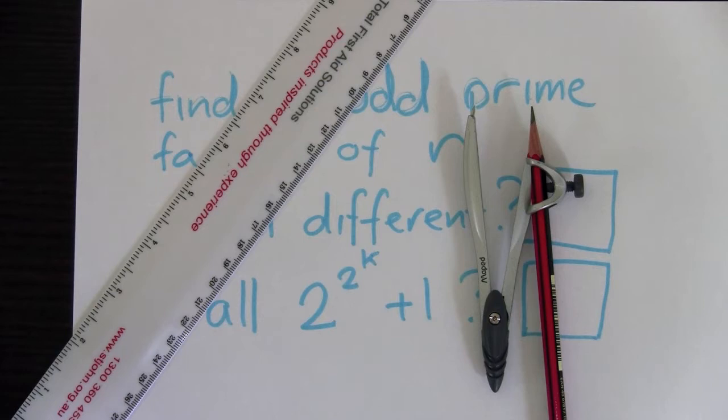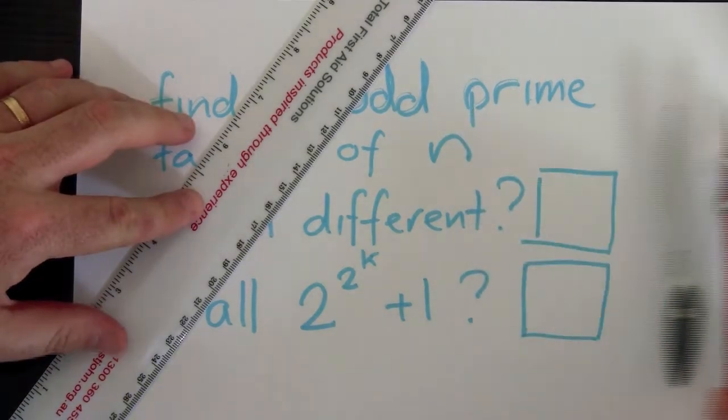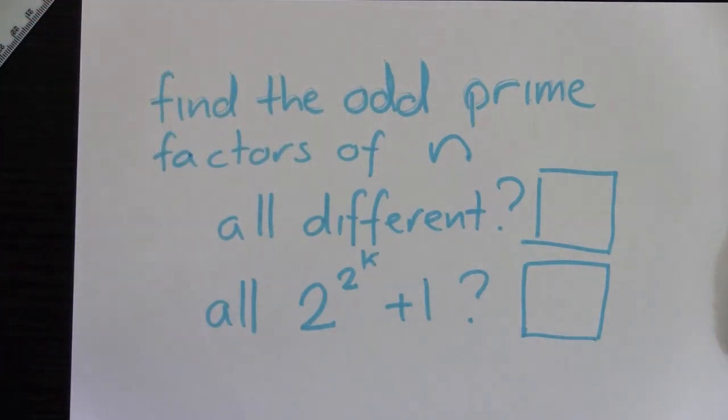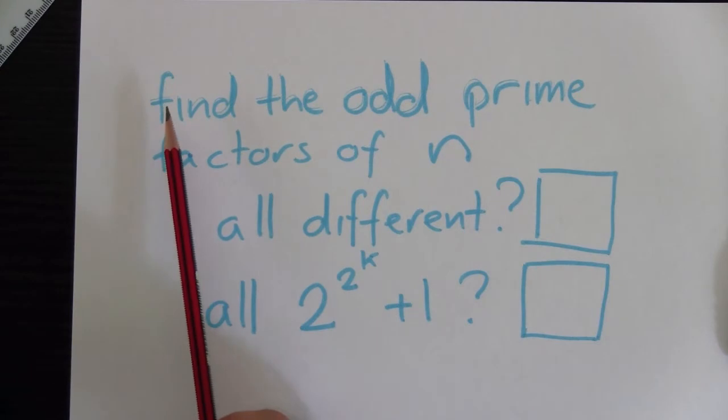Hi, in this video I'm going to show you how to draw a square using a ruler and a compass. Now, a square is a regular polygon with 4 sides. There's a lot of regular polygons you can draw with a ruler and a compass, but there's a lot you can't. How do we tell if we can draw a square?